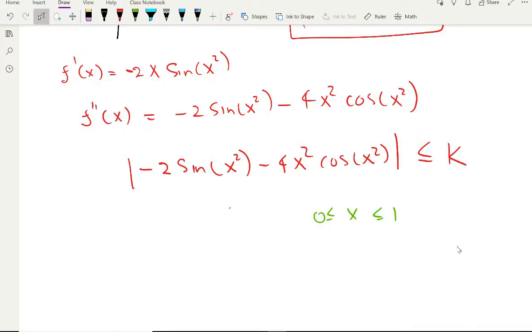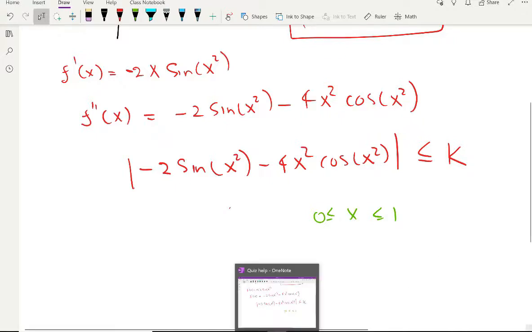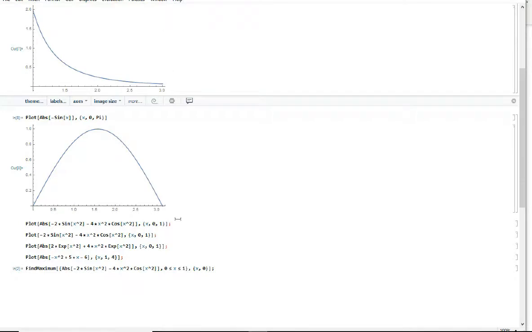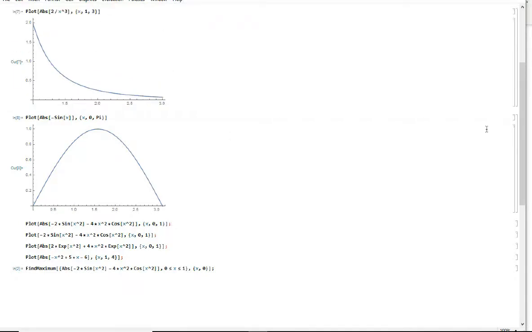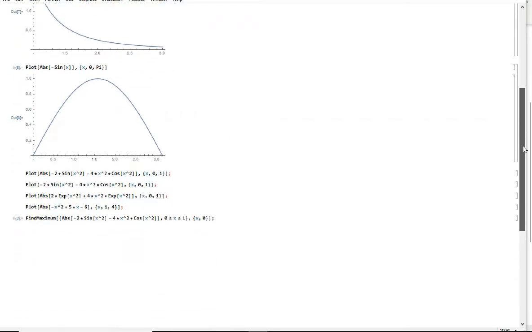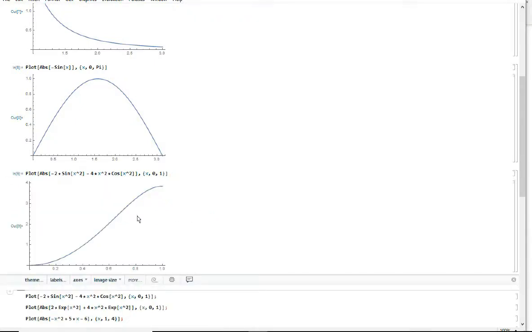Now, if you're doing homework, if you're working this problem at home, go ahead and graph it. Use Mathematica or any other online graphing tool. So let me show you. These are the examples from the previous video. If I graph that function, what I'm going to get is this. Okay, look at this graph.